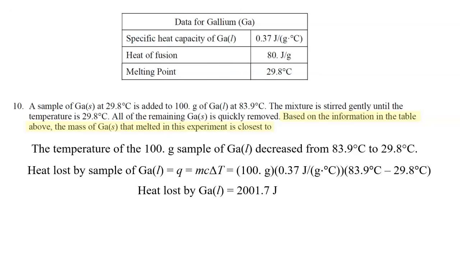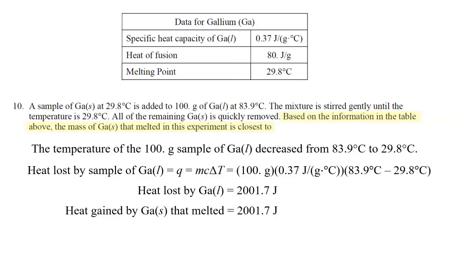And when I do that math, I get the amount of heat that was lost by the liquid gallium in this experiment, and it works out to be 2001.7 joules. But the heat that was lost by the liquid gallium was also the heat gained by the sample of solid gallium that melted. So the heat gained by the sample of solid gallium that melted is 2001.7.